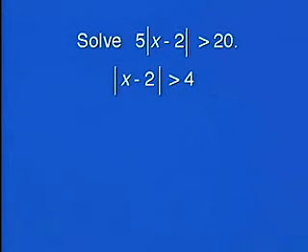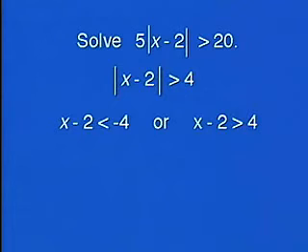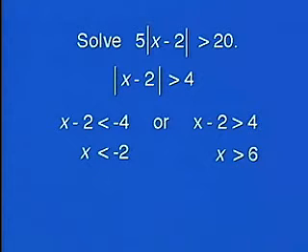All right, let's look at our solution. Did you remember first to multiply both sides by 1/5? This gives us the simple inequality, the absolute value of x minus 2 is greater than 4. Now we can use our properties for inequalities and write this as x minus 2 is less than negative 4, or x minus 2 is greater than 4. And solving both of those, we find that x is less than negative 2, or x is greater than 6.